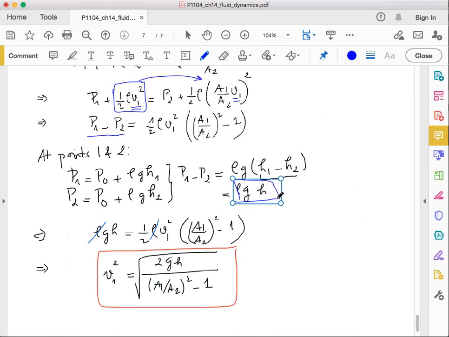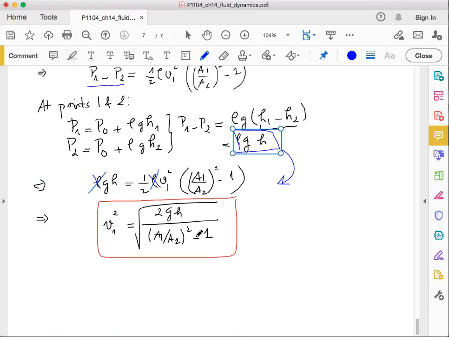We put rho g h in its place in this equation, and we get half rho v1 squared times (A1 over A2 squared minus 1). Again, rho is present on both sides of the equation, so we can get rid of rho. So v1 squared is 2 g h divided by this whole factor. And this is it. We could express v1 as a function of A1, A2, and h.